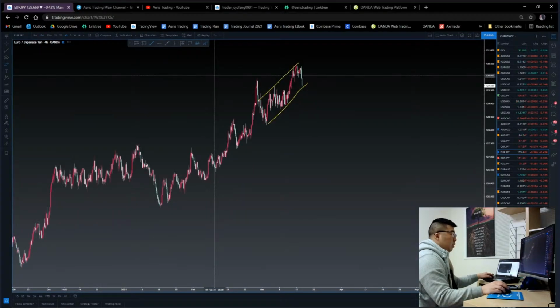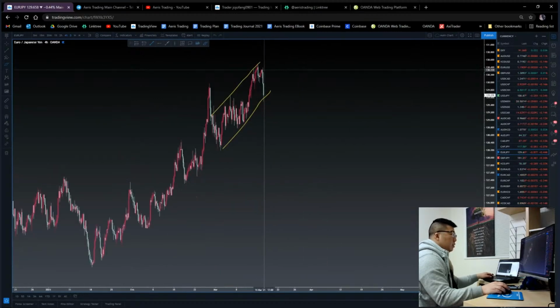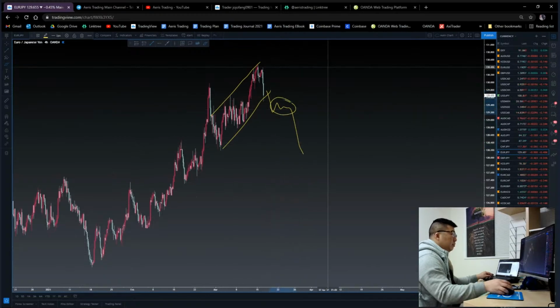For me personally, I want to make sure the bias is matching with the lower time frame bias. In this case, all I see is this lower time frame ascending channel, but if it breaks out followed by correction, then that would be a better setup in my opinion.